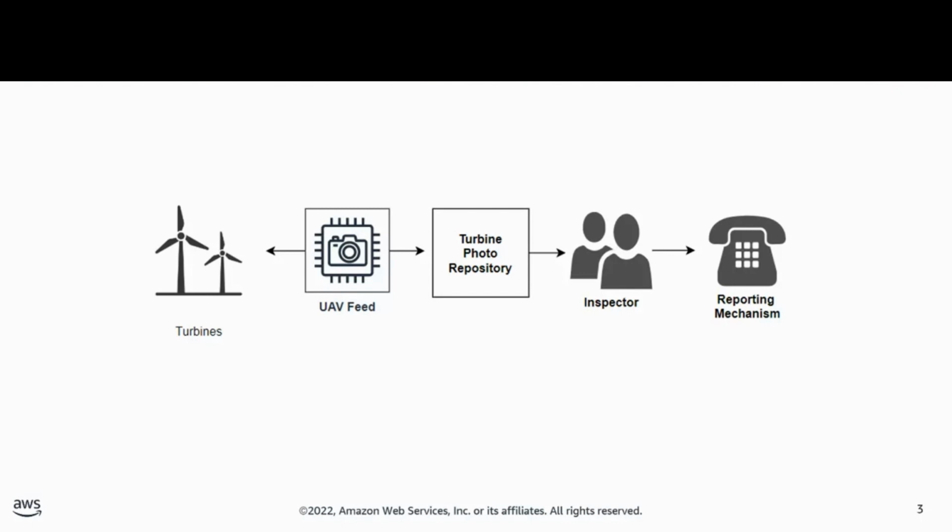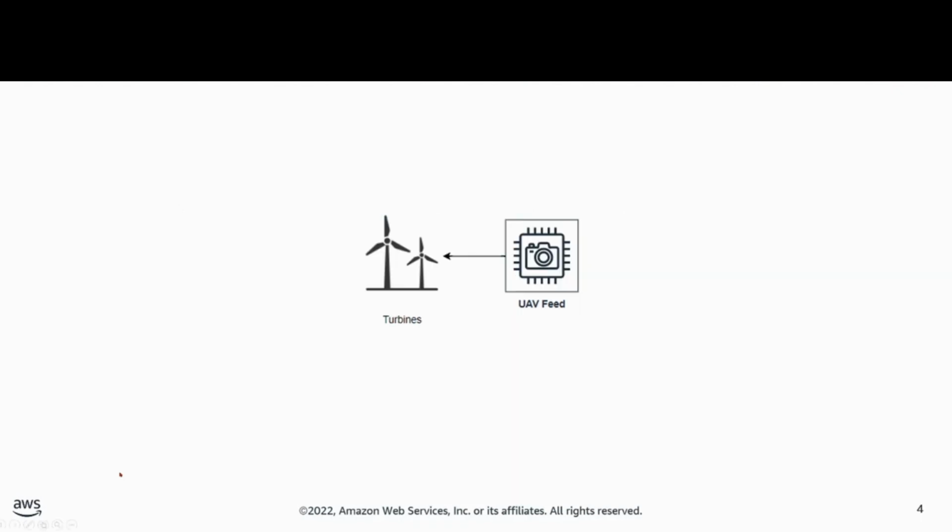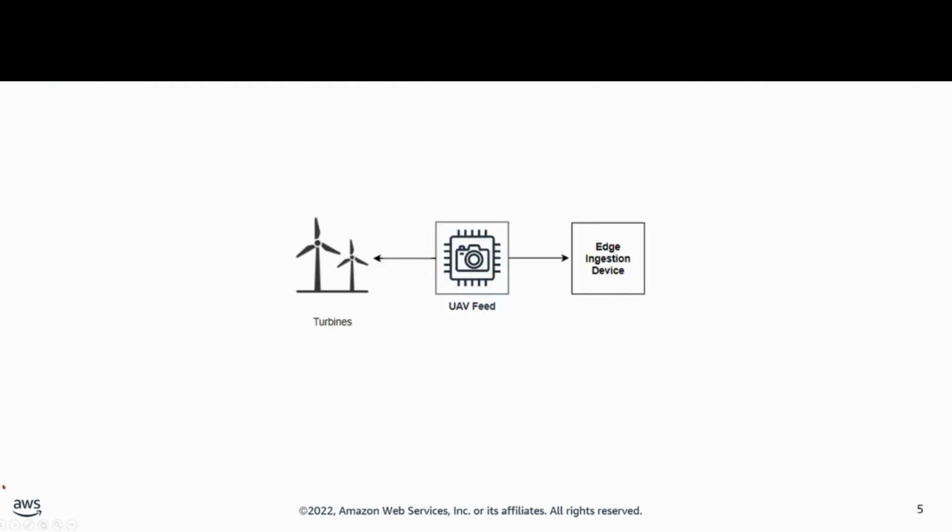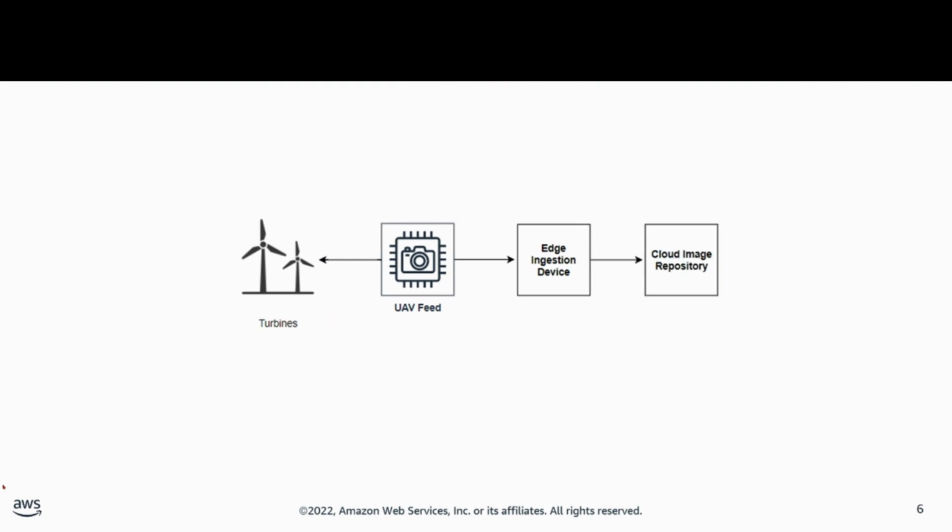So let's jump into a generic future state architecture that could solve a problem like this. So we're going to begin same as before. We're going to start with a turbine and a drone that is either flying automatically or programmed to fly a certain path, or maybe there's a pilot there. Doesn't matter. That drone takes pictures that are then fed into an ingestion device that is sitting at the edge at the farm. That edge device is just a small computing module that is able to receive photos and send those into our image repository, which will be in the cloud.